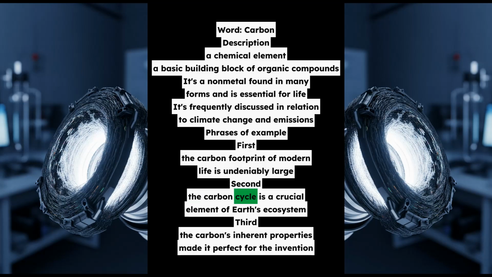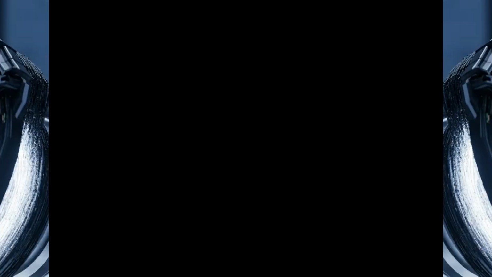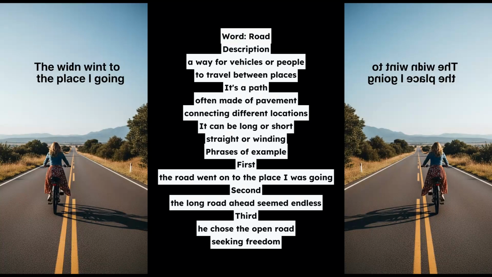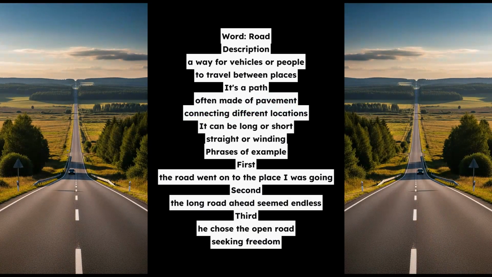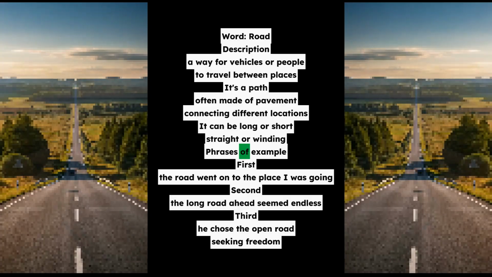Word: road. Description: a way for vehicles or people to travel between places. It's a path, often made of pavement, connecting different locations. It can be long or short, straight or winding. Phrases of example. First, the road went on to the place I was going. Second, the long road ahead seemed endless. Third, he chose the open road, seeking freedom.